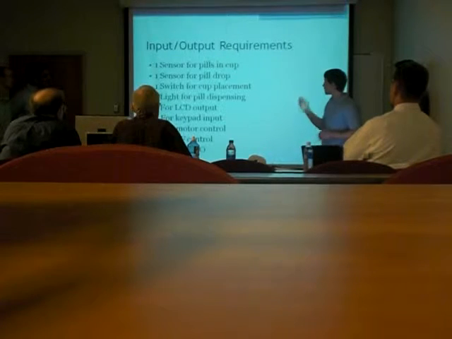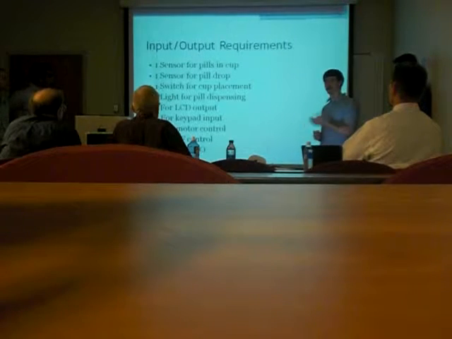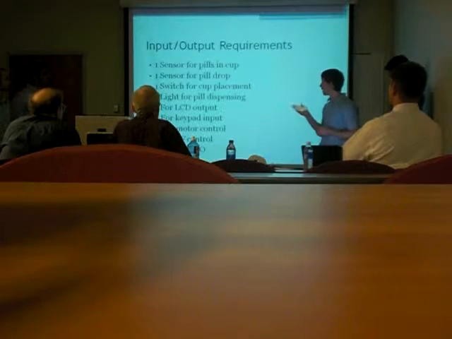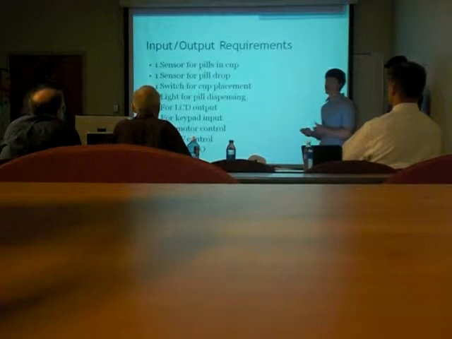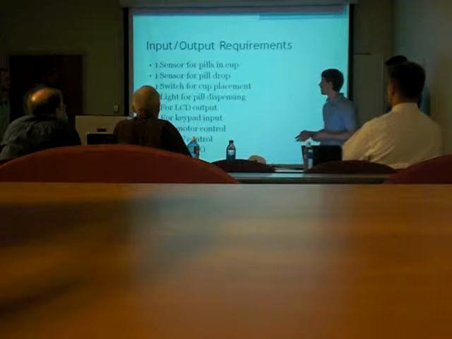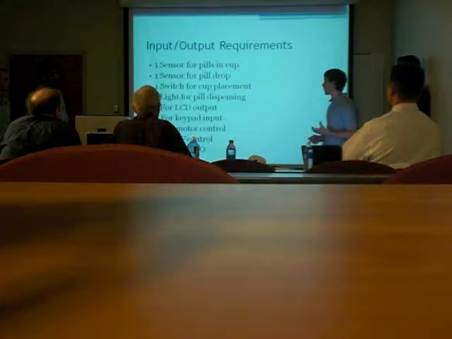But we had the sensor for the pills in the cup, one sensor for the pill dropping into the cup, one switch for the cup placement or cup removal, and a light that would turn on to allow everyone to see that the pill was dispensing, say if they were out of the room or away from their buzzer, and they noticed the light was on. It would also allow them to take the pills if the environment was dark.